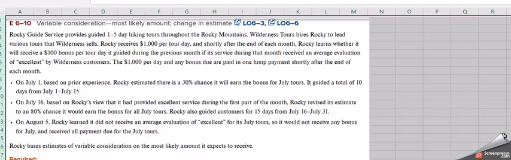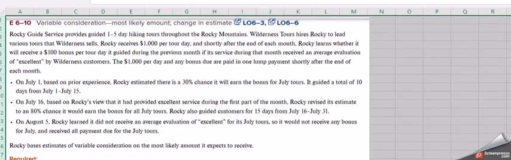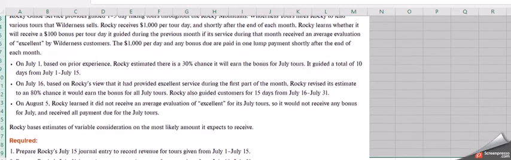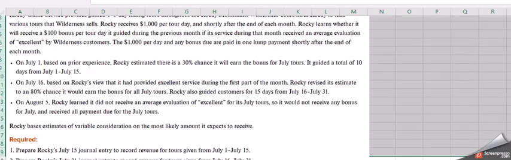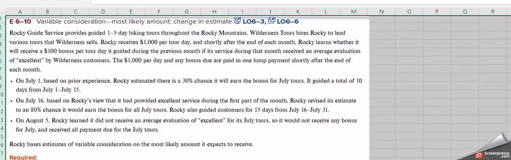So the $1,000 a day and any bonuses are going to be paid in one lump payment shortly after the end of the month. On July 1st, based on prior experience, Rocky estimates that there's only a 30% chance that they're going to be scored excellent by their customers. Since it's only a 30% chance, they are not going to record that bonus as being received. Our first task says, prepare their journal entry to record the revenue for July 1st through July 15th.